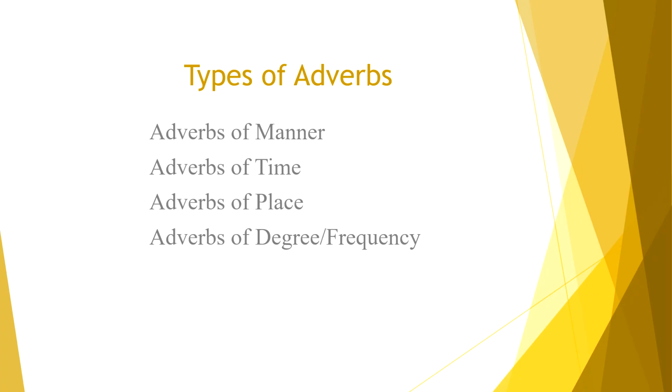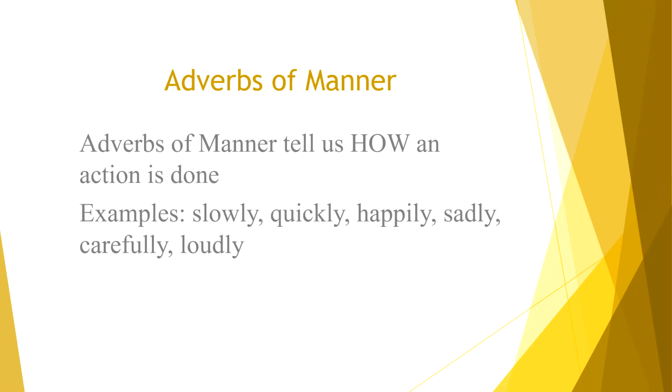Let's look at the different types of adverbs. First, adverbs of manner. These answer the question how. They describe how something is done. For example, he walks slowly. How does he walk? Slowly. Many adverbs of manner end in ly.